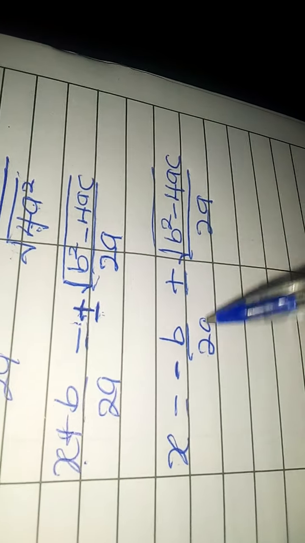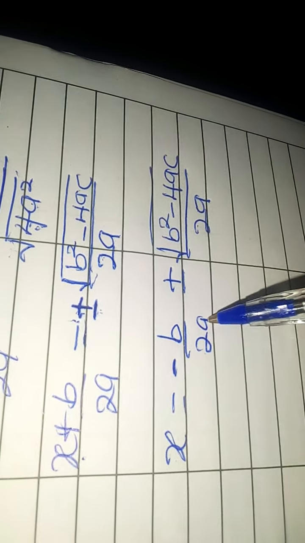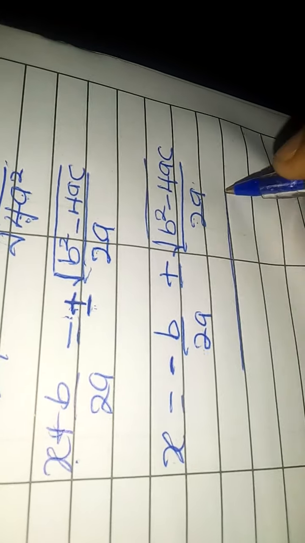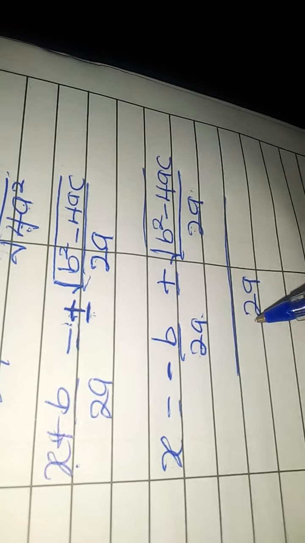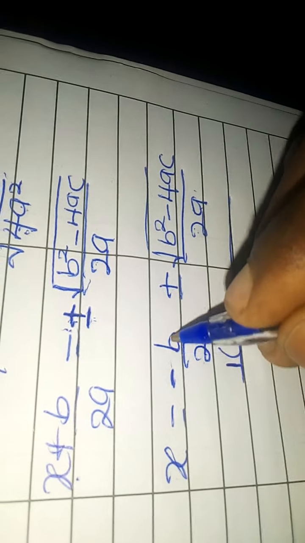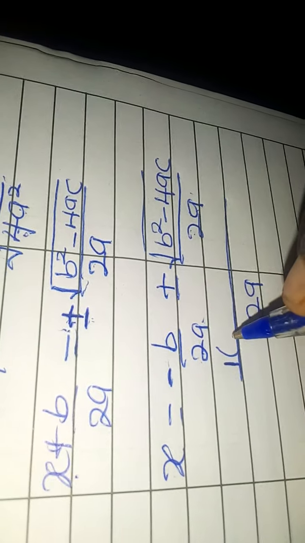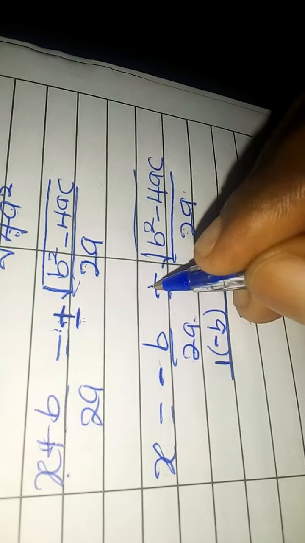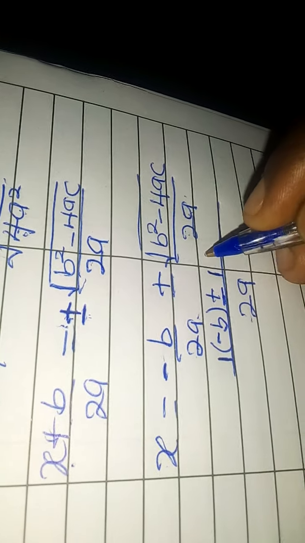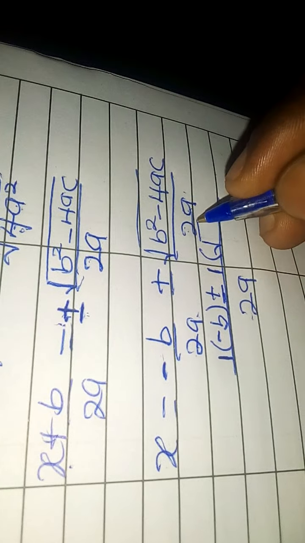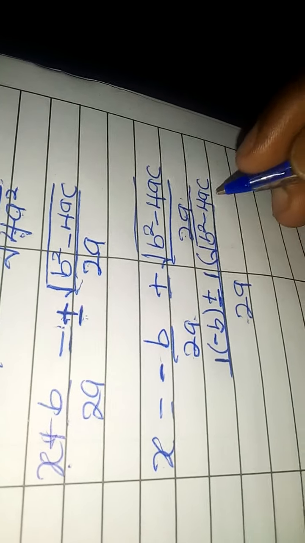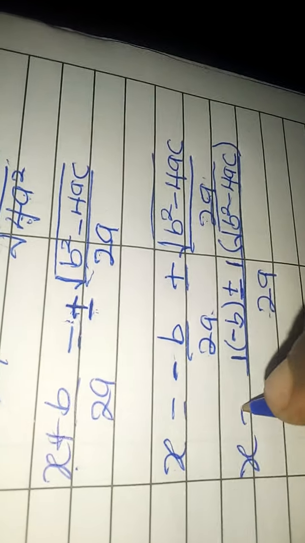Now we can find the LCM of the two denominators, that is 2a and 2a. And we know the LCM of 2a and 2a is the same as 2a. 2a goes into 2a how many times? We know that it is 1. This 1 will multiply the numerator, which is negative b. We know plus or minus already, which is there. 2a goes into 2a how many times? 1, which will also multiply the whole of what is in the square root sign, which is b squared minus 4ac. Very good. But we know that x is equal to that.